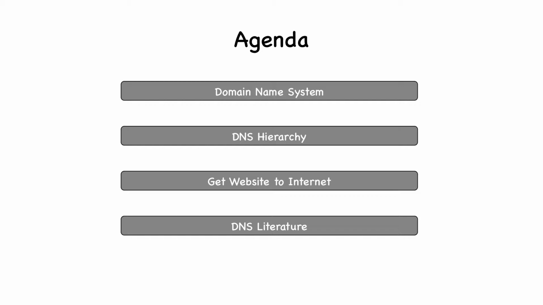In this topic, we'll be discussing Route 53, which is AWS's DNS offering. This is our agenda for pre-Route 53 talk. We'll discuss domain name system, then how DNS hierarchy looks like. We'll discuss how to get a website to internet, and finally, we'll close with some DNS literature.